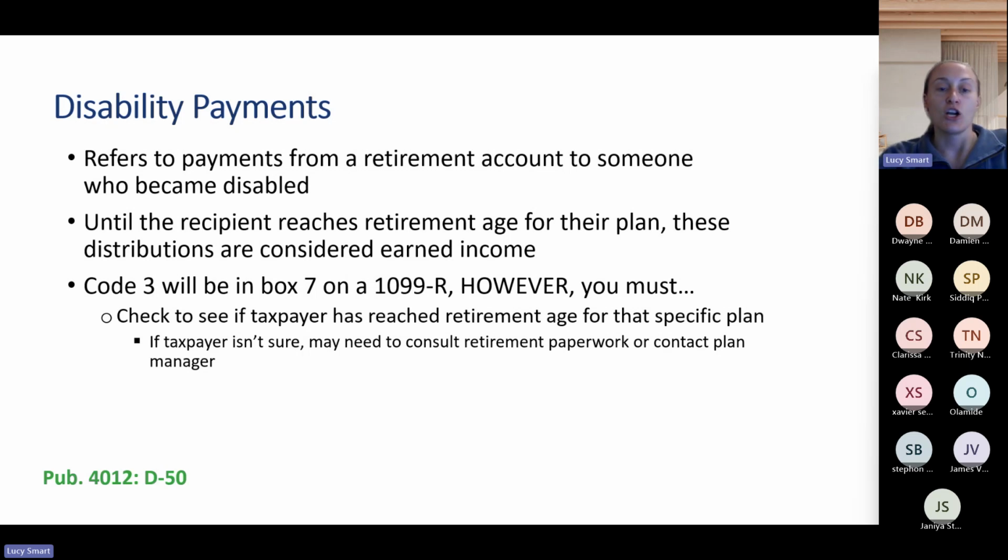So if a 1099-R shows code 3 in box 7, we need to verify with the taxpayer that they have not yet reached the retirement age for their plan. And then we know that they are able to count this as earned income. If a taxpayer isn't sure if they have reached the retirement age, they may need to consult their retirement paperwork or their plan manager. But for the most part, you'll know because they'll be much younger than typical retirement age. Most retirement plans' age is 65, but some do differ.